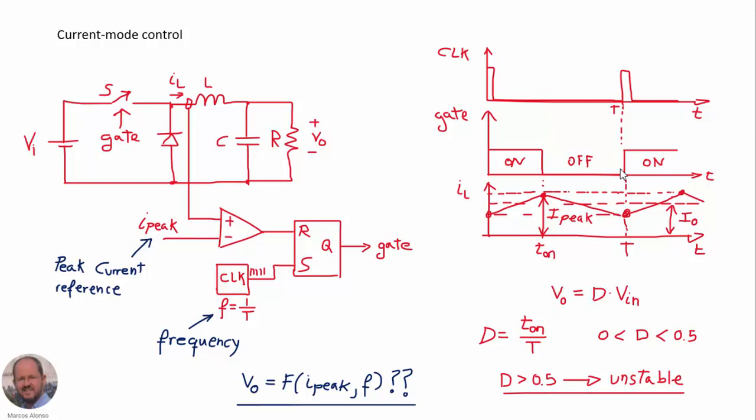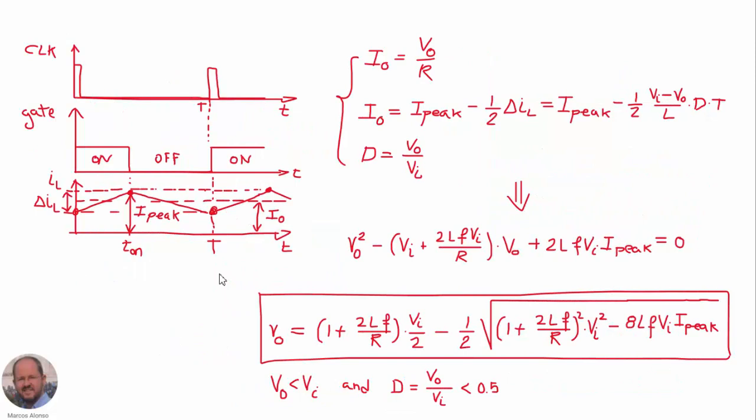Of course, if we measure somehow the duty cycle at which the converter is operating, then we can calculate the voltage using this expression. But because these two are our control parameters, it is also interesting to ask ourselves about the function that relates the output voltage with the peak current and with the switching frequency. So we're going to see how to obtain this function in the next slide. To obtain this function is really easy. We have these three equations here.